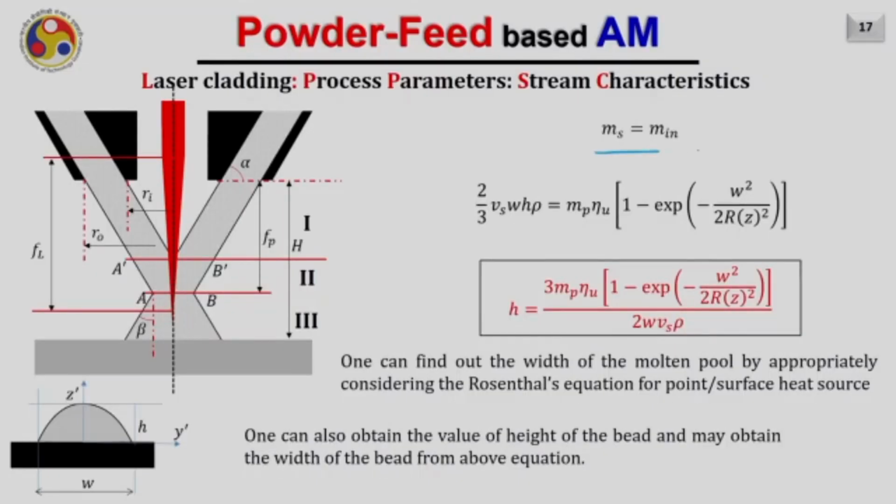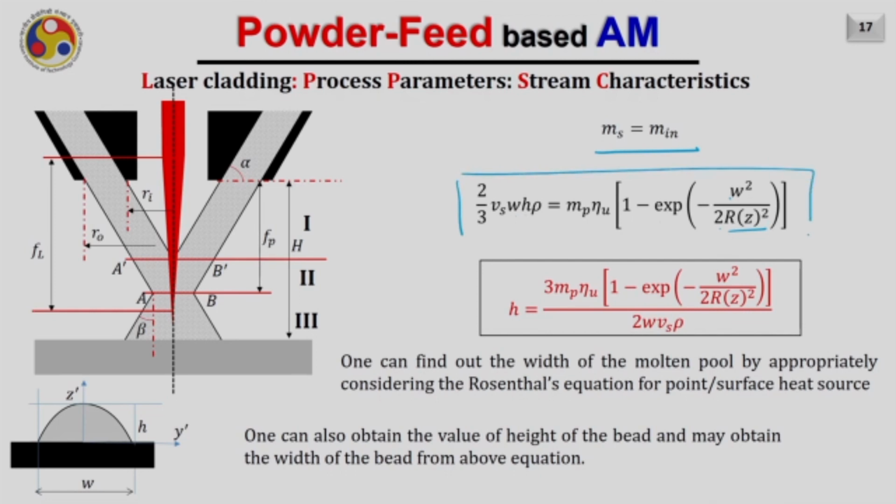This deposited mass onto the substrate and the powder flow rate coming towards the substrate into the molten pool, considering the efficiency of bounce back also, should be equal. Once we make sure that these two mass flow rates are equal, and they have to be equal, I can easily have a relationship between the height and the width of the deposited bead. So considering the mass conservation, MS equals M in, I will have 2 by 3 Vs WH rho equals MP and U bracket 1 minus exponential minus W square by 2 RZ square.